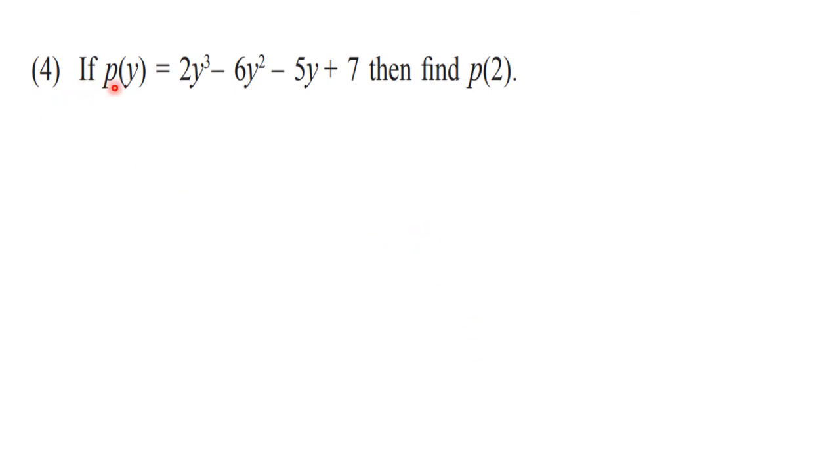Fourth question. If p of y is equal to 2y cube minus 6y square minus 5y plus 7, then find out p of 2. So it's same as the first question, which is very easy. You have to find out value of this polynomial for y is equal to 2. So you will write down the given polynomial. So you will simply replace y by 2 and you will get the answer. So this you will solve as homework. Mark it as homework. So here in this practice set, there were only 4 questions which were discussed just now. Now let us go towards the next topic.